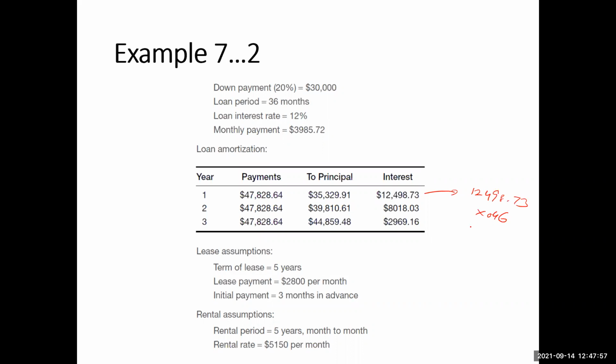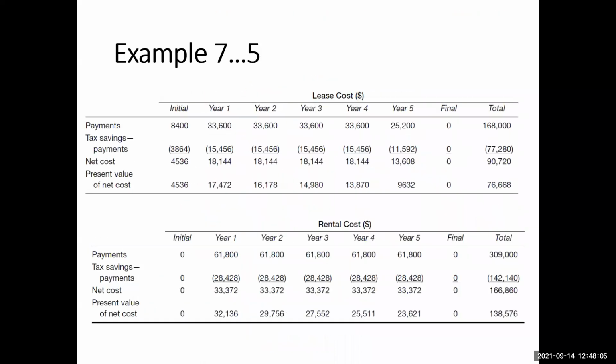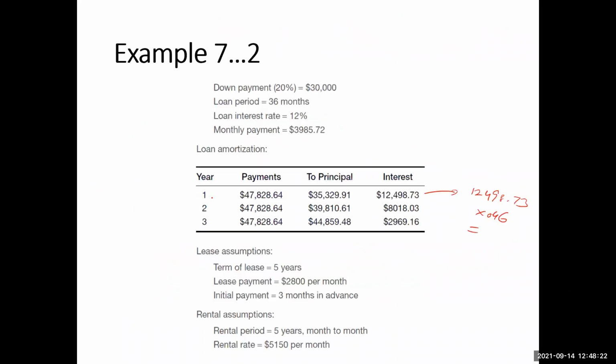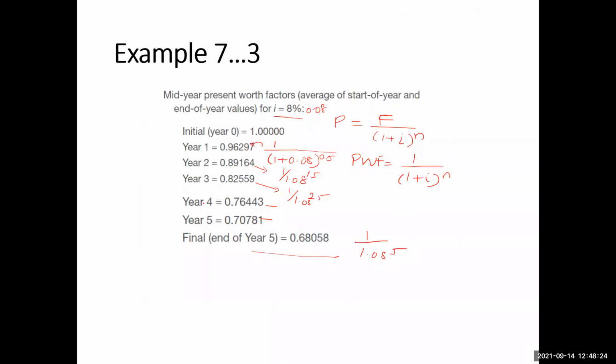$12,498 multiplied by 73 into 0.46. What is the value? Can you tell me? It will be the same, right? 5749. So this 5749 is equal to 12498 multiplied by 0.46.